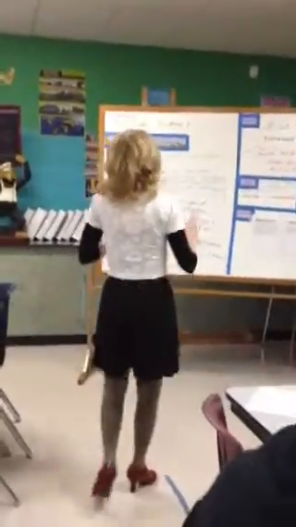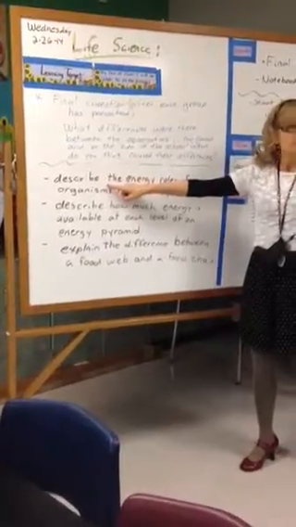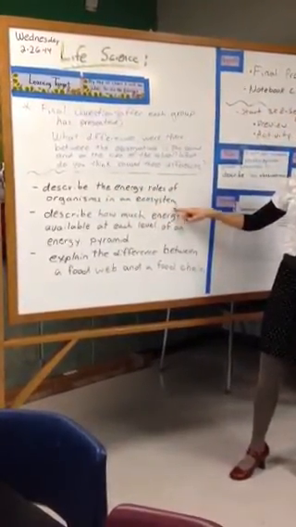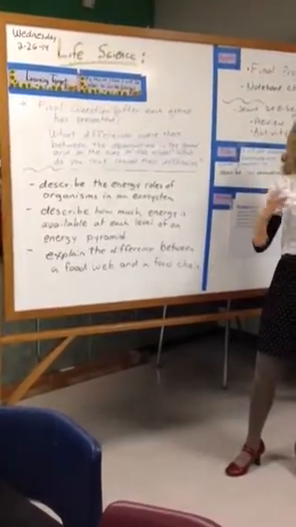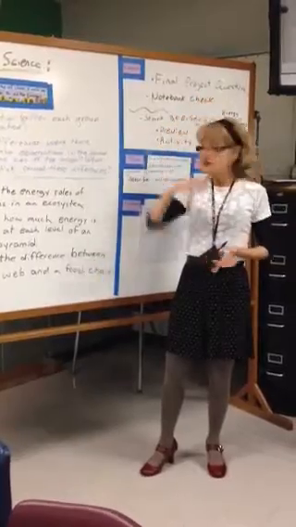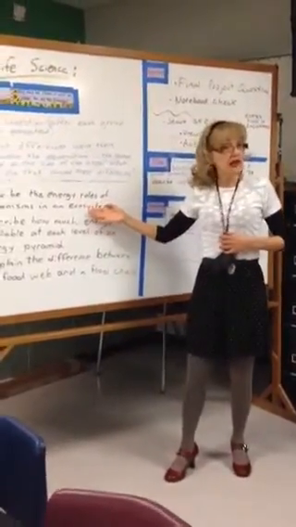So the things we're going to learn are, okay, Myra, can you read the first one? Describe the energy roles of organisms in the ecosystem. Okay, so we're going to describe, remember how we learned that in an ecosystem, there's a species, there's a population, and a community, because they have levels of hierarchy, right? We're going to learn the roles that each of them play.